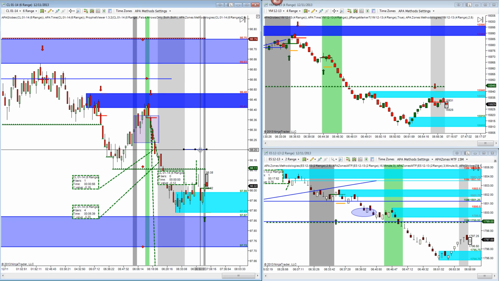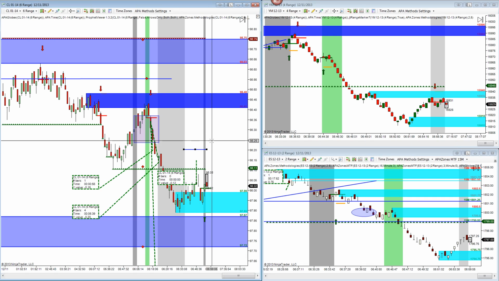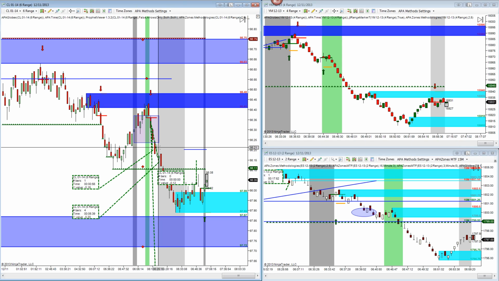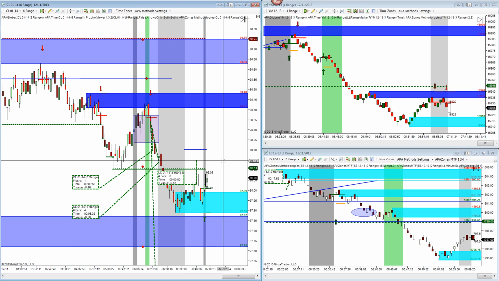I'm going to tighten this up a little bit. So I'm down at 20 now for my stop. We actually just got an up signal in the 6 range here. There's another down signal on YM.